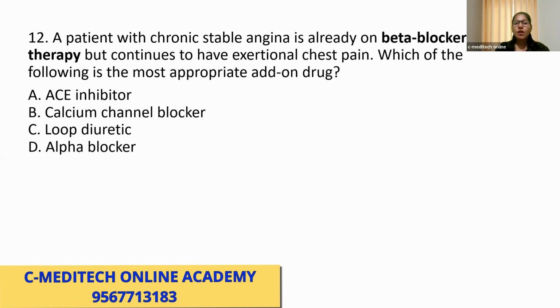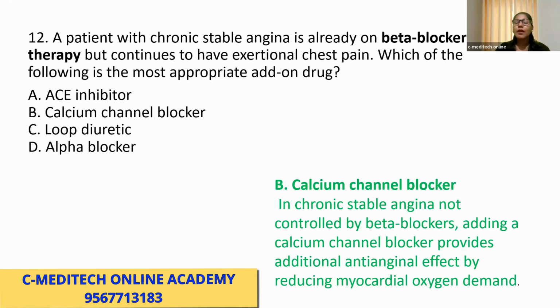Question number 12. A patient with chronic stable angina is already on beta blocker therapy but continues to have exertional chest pain. Which of the following is the most appropriate add-on drug? Here the patient is having stable angina and is taking a beta blocker, but is still feeling exertional chest pain, which is due to increased myocardial oxygen demand. Which is the best add-on drug? The best add-on drug is calcium channel blockers. When calcium channel blockers are given along with beta blockers, we can prevent the myocardial oxygen demand, thereby preventing the exertional chest pain. So the answer will be option B, calcium channel blocker.